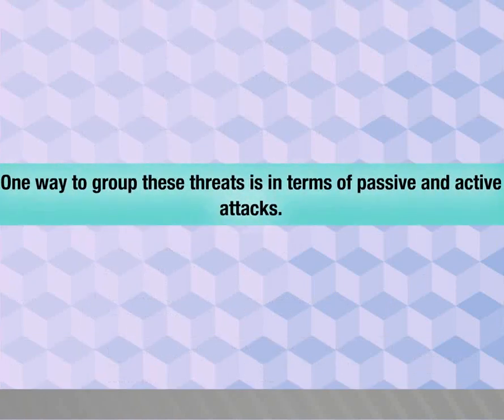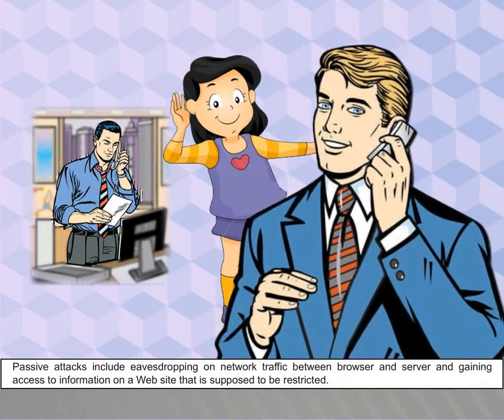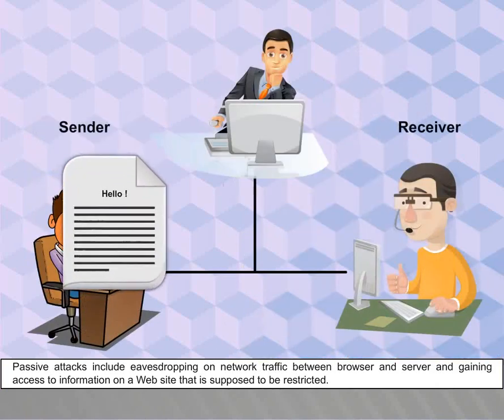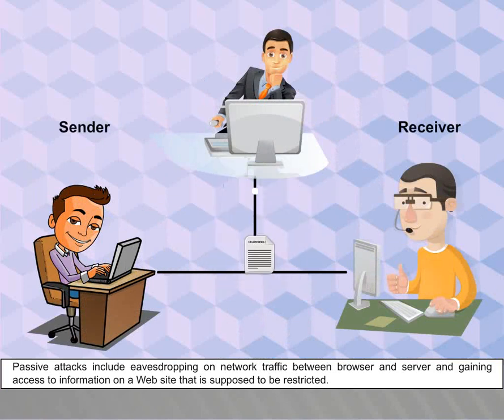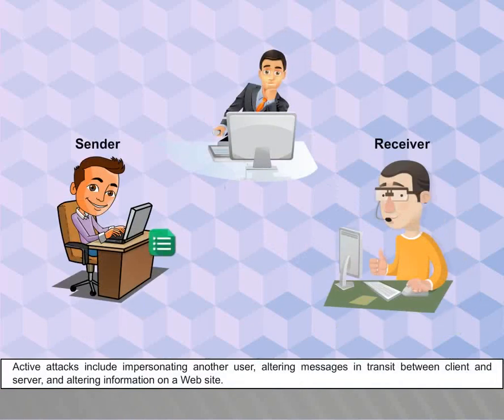One way to group these threats is in terms of passive and active attacks. Passive attacks include eavesdropping on network traffic between browser and server and gaining access to information on a website that is supposed to be restricted. Active attacks include impersonating another user, altering messages in transit between client and server, and altering information on a website.